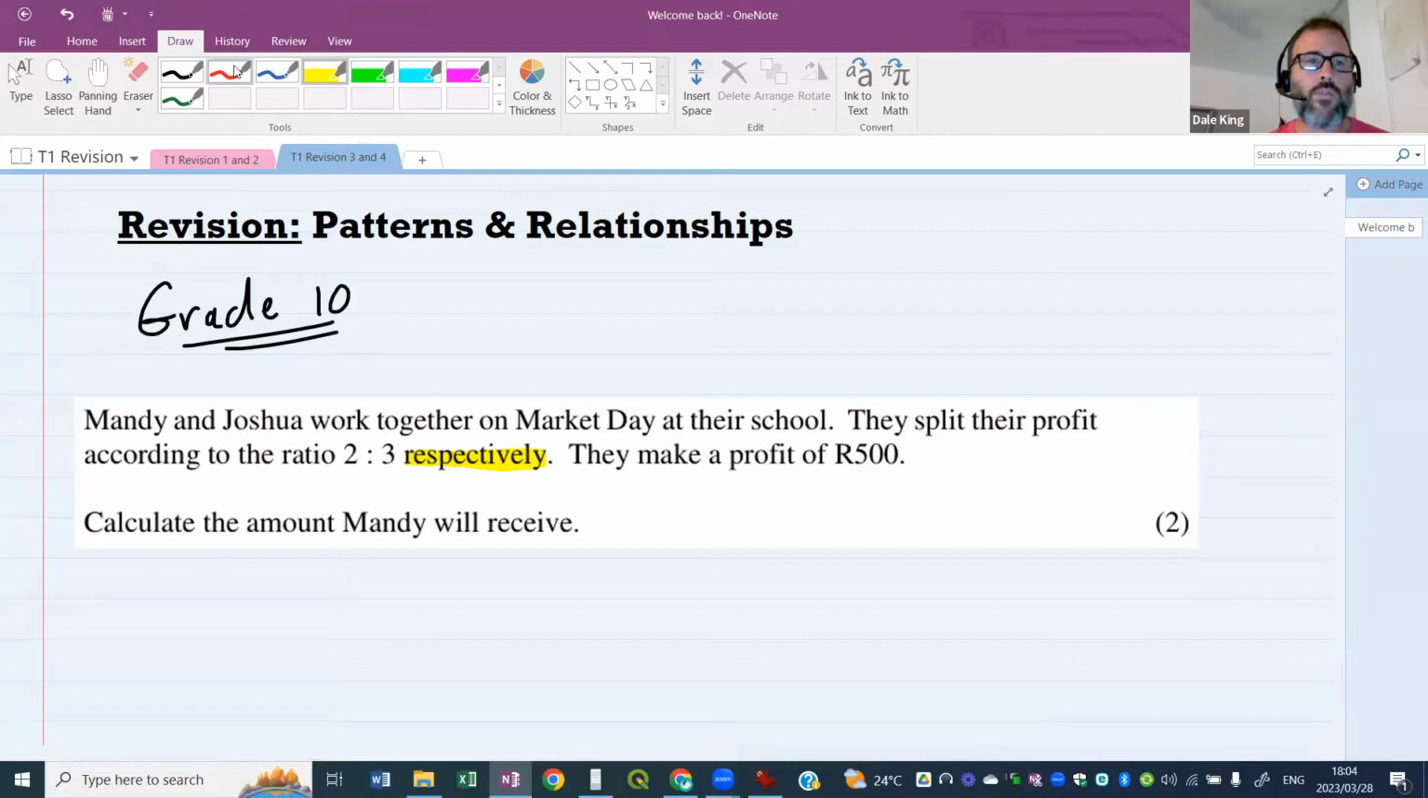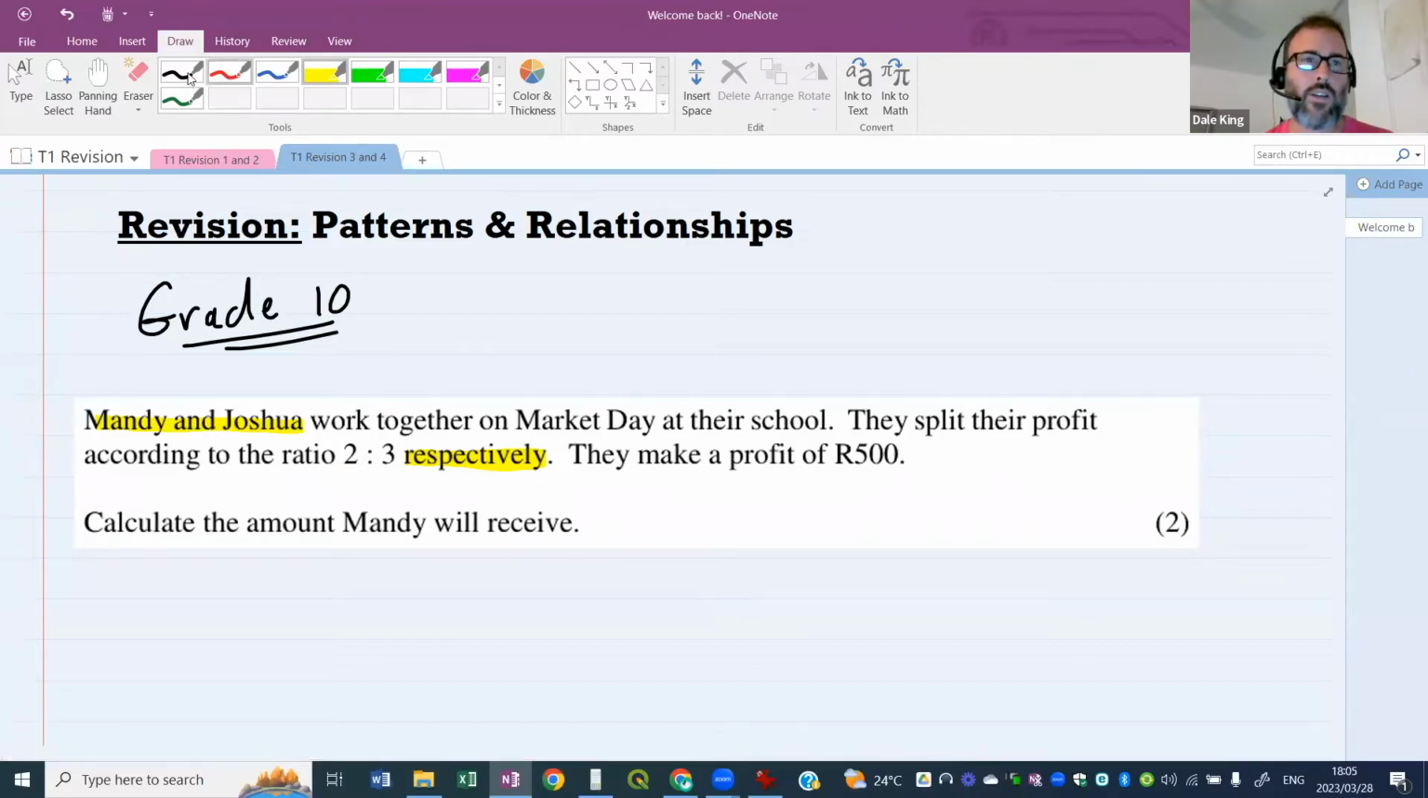And that also links up to the names. So if you've got Mandy and Joshua, Mandy's first and Joshua's second. So Mandy has the 2 and Joshua has the 3. So that word respectively links up to the names as well. So if you're wondering who's who, Mandy's first and Joshua is second. They make a profit of 500 Rand. Now we have to calculate the amount Mandy will receive.